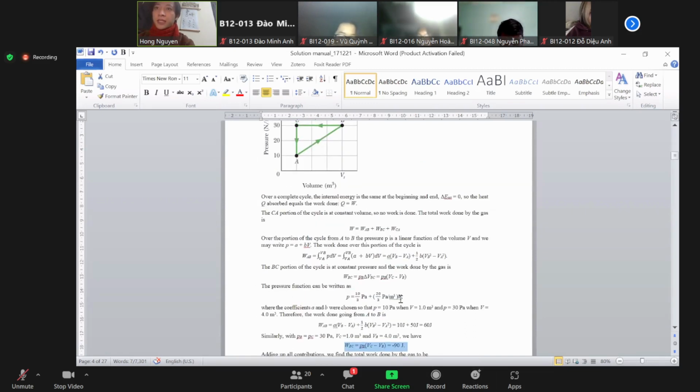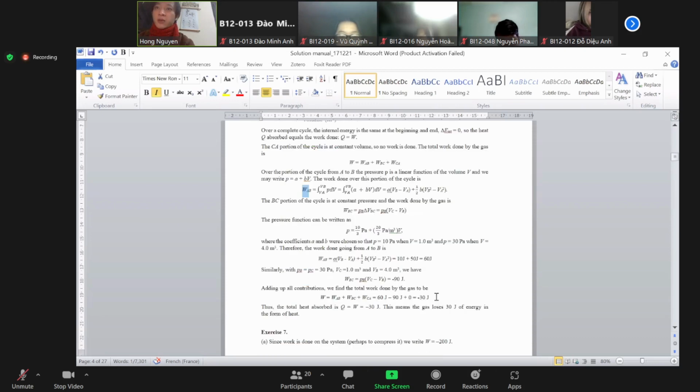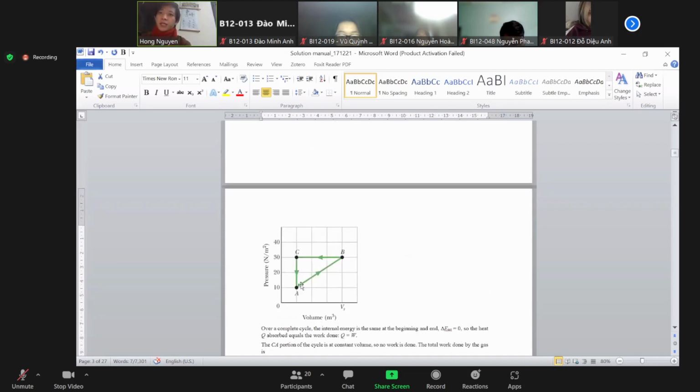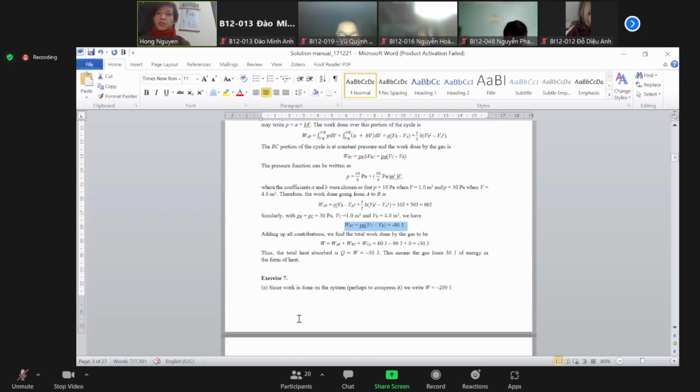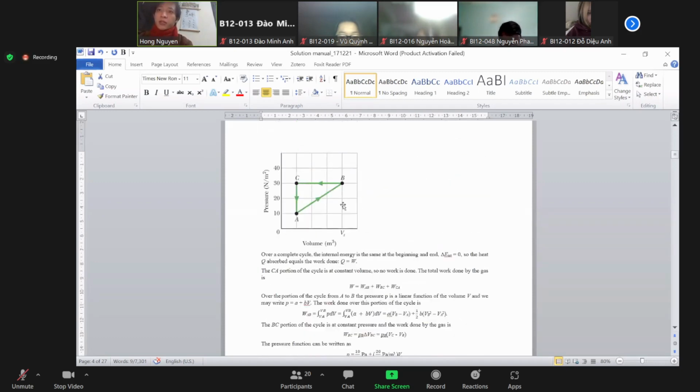Okay, so this is the hardest part, WAB. For the process BC, we see that this is a constant pressure process and the system contracts. So there's a work done on the system. We know that it should be negative. And finally, for CA, this is a constant volume process. Constant volume is 0, okay? Then when we calculate, it should be minus 30 at the end. This is for the question 8.